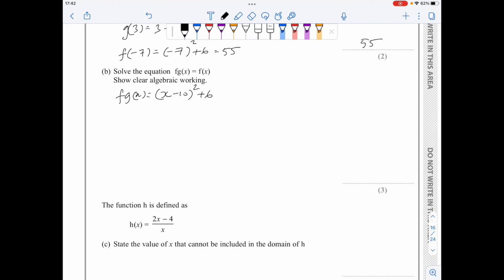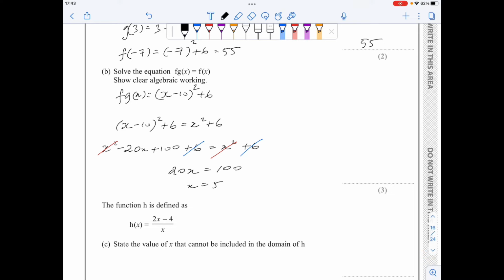Now, in the next step, I'm going to equate this to f of x, which is x squared plus 6, and solve this equation. I will expand the left-hand side, so x squared minus 20x plus 100 plus 6 equals x squared plus 6. I can cross out the x squares in each side and also the plus 6. So I'm left with 20x equals 100. So x is equal to 5.